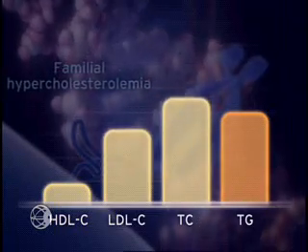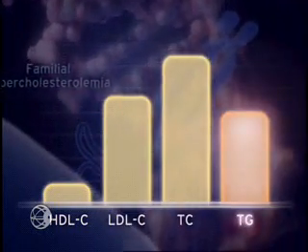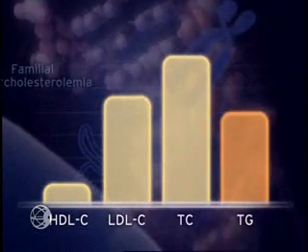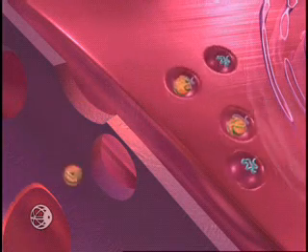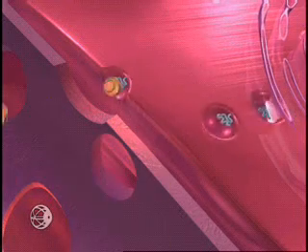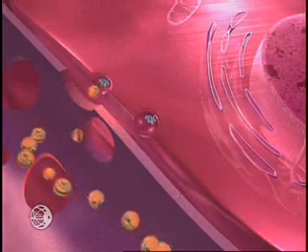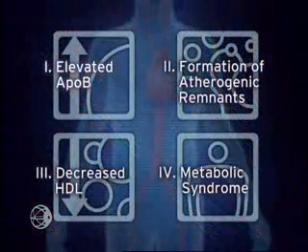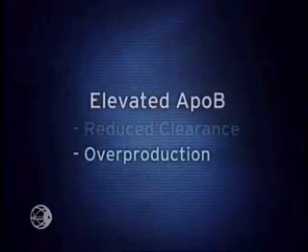Patients with FH have elevated LDL and total cholesterol levels. Triglyceride levels are normal. Hepatic uptake of LDL is mediated by the LDL receptor. In FH, defective receptors thwart this process. Therefore, LDL particles accumulate in the circulation, increasing their atherogenic potential. Elevated ApoB particles may also be caused by overproduction.